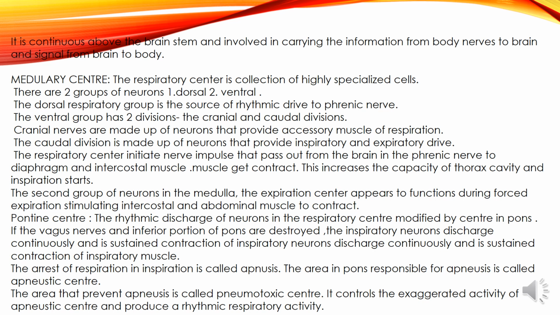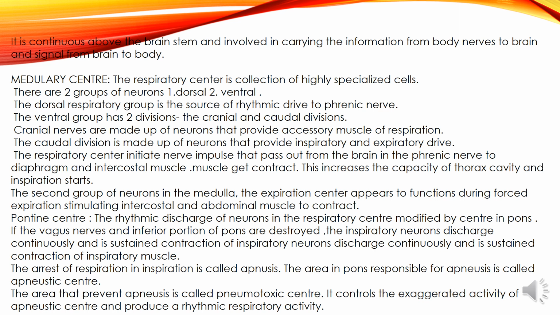So there are specialized cells that collect and make up that respiratory center. There are two groups of neurons, one dorsal and one ventral, according to position. The dorsal respiratory group is the source of rhythmic drive to the phrenic nerve, and the ventral group has two divisions, the cranial and caudal divisions. The cranial division is made up of neurons that provide accessory muscles of respiration, and the caudal division is made up of neurons that provide inspiratory and expiratory drive.